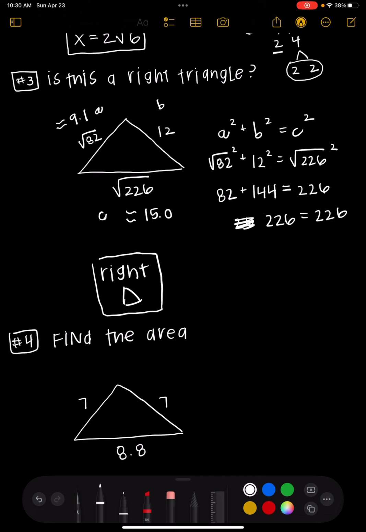But if for some reason you did this whole thing, but instead of getting 226 on both sides, you got like 100 is equal to 226, or 225 is equal to 226, anything that wasn't equal to each other, then no, it's not a right triangle.